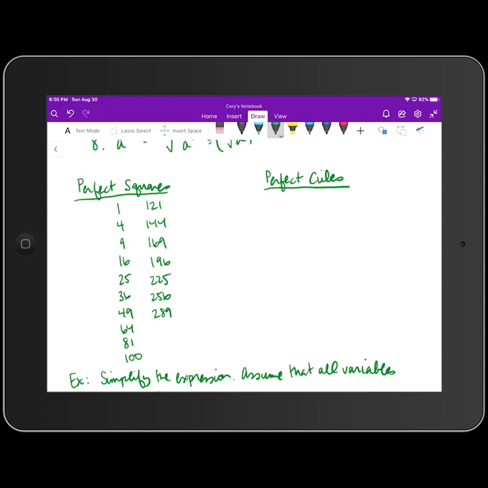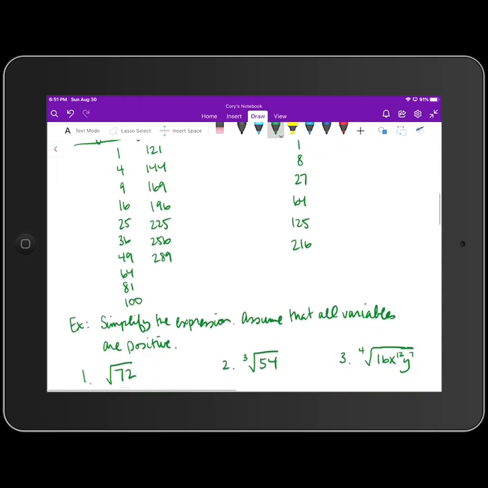Okay, and then perfect cubes. So if I want to find perfect cubes, I want to take those integer values and cube them and see what values we get as a result. So when I take 1 and cube it, 1 cubed is 1, 2 cubed is 8, 3 cubed is 27, 4 cubed is 64, 5 cubed is 125, 6 cubed is 216, and that's good enough for us there. We don't need to go much bigger than that.